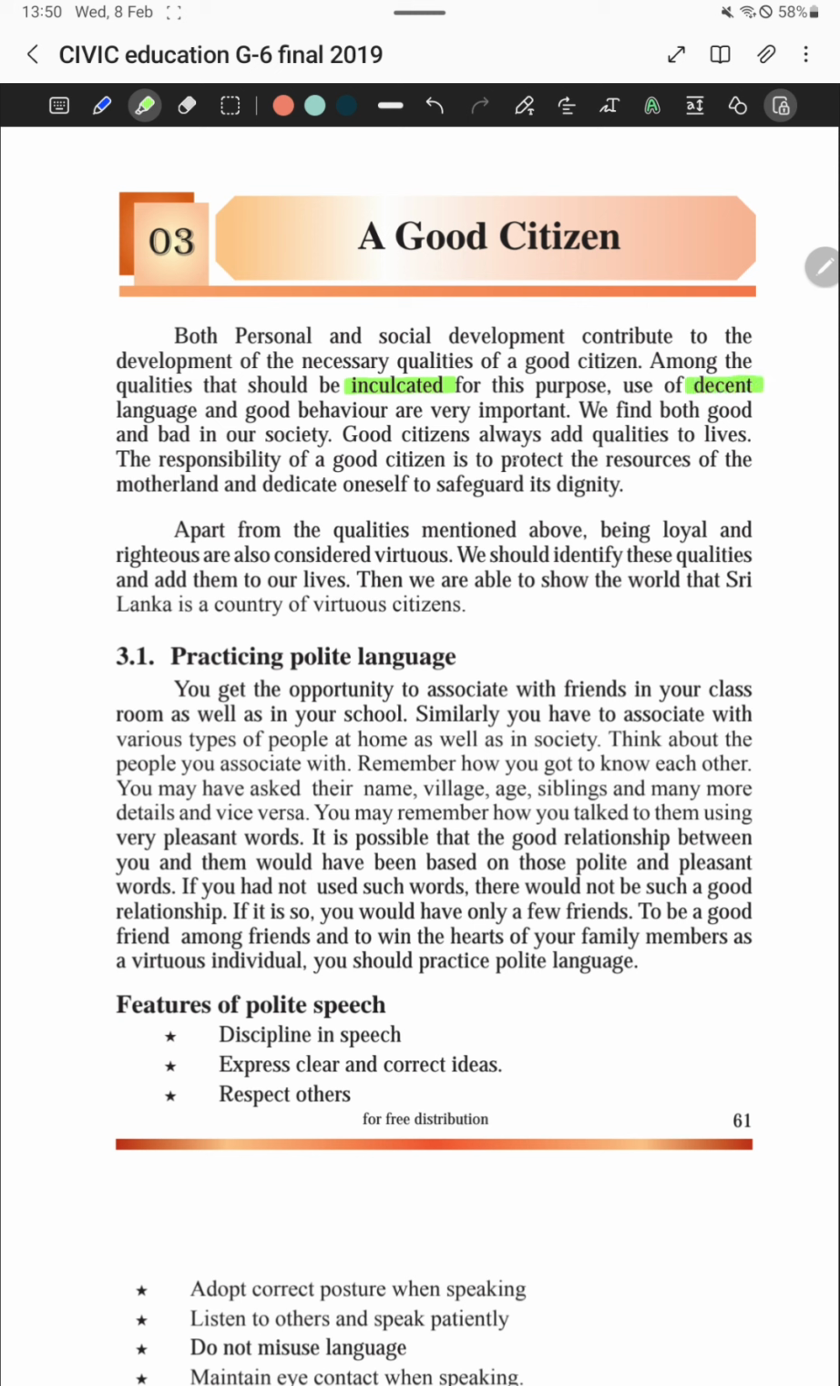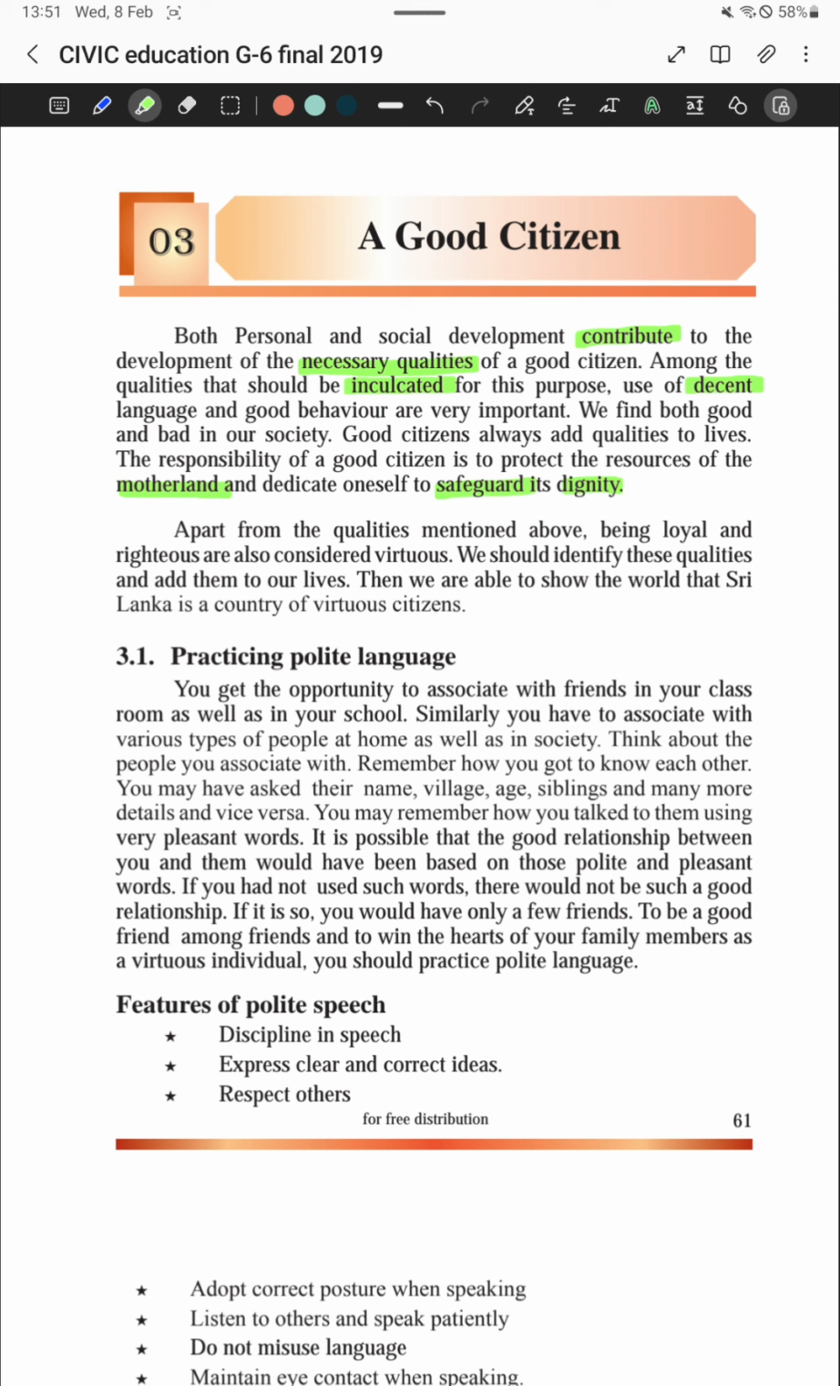then after that you must know the words safeguard, dignity, and motherland. You must know these types of words, especially necessary qualities and contribute. So you must refer to your dictionary and find out the meanings of these words anyhow. Both personal and social development contribute to the development of the necessary qualities of a good citizen.